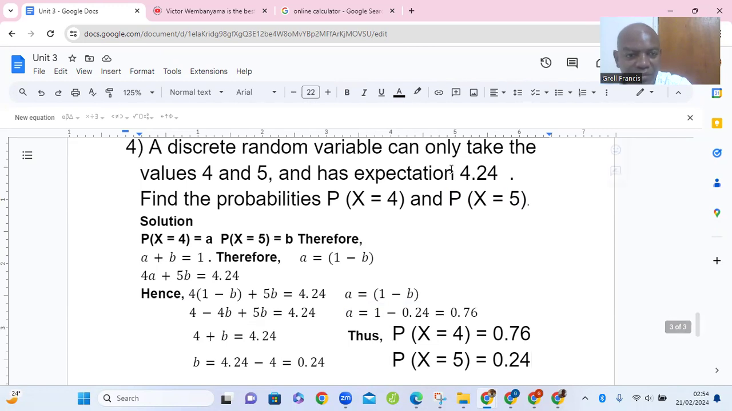Interesting little problem. A little bit of algebra applied in discrete probability distribution.